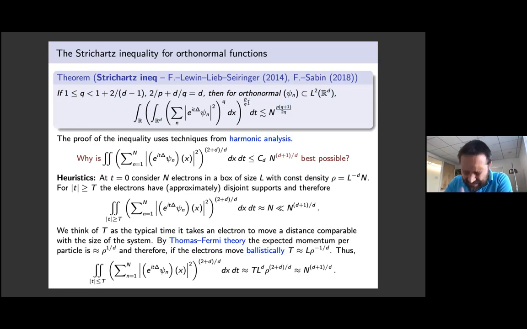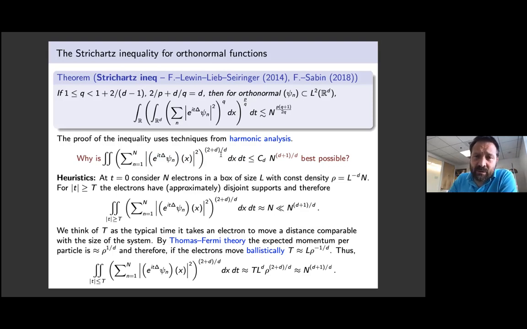And to simplify things, I want to look at the particular case where p is equal to q. That's the particular case where this power is equal to 1. And so then we have to bound only the integral dx dt. And then we can work out what the power is, and it's n to the (d+1)/d. And again, you see the sum is taken to the power (d+2)/d. So you have this gain by 1/d.